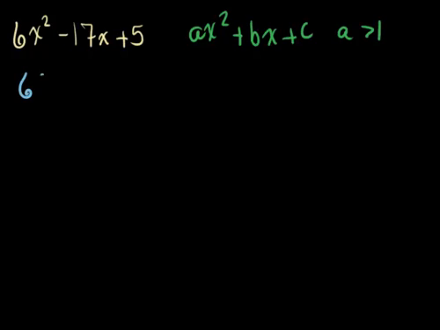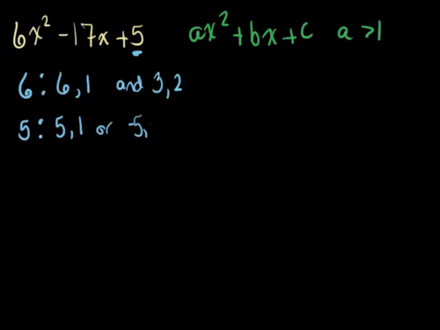Your A term, 6. The factors here are 6 and 1 and 3 and 2. Okay? You have a C term here, which is 5. Your factors here are 5 and 1, or also -5 and -1. It has to be either both positive or both negative, since this 5 is positive, and so negative times negative is positive. Your B term is negative.